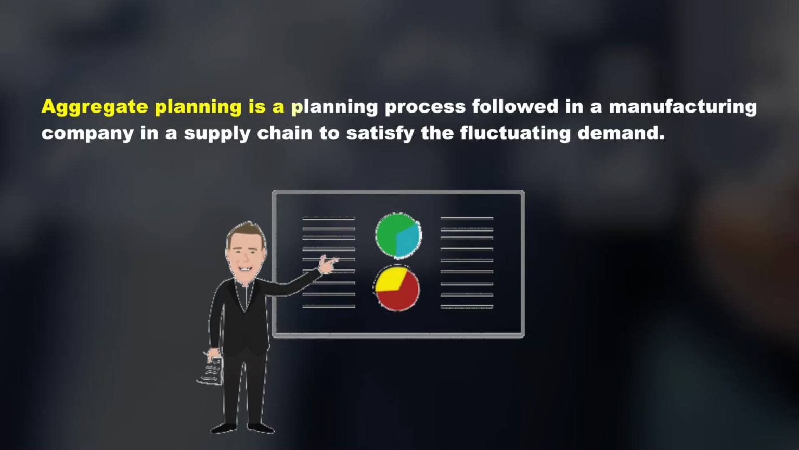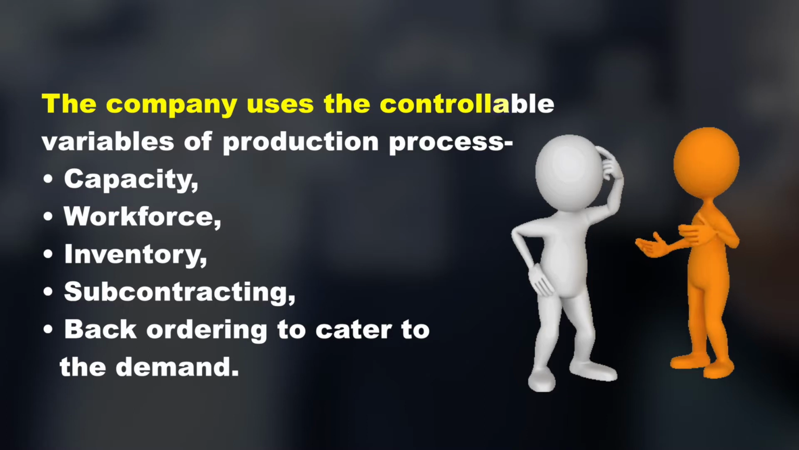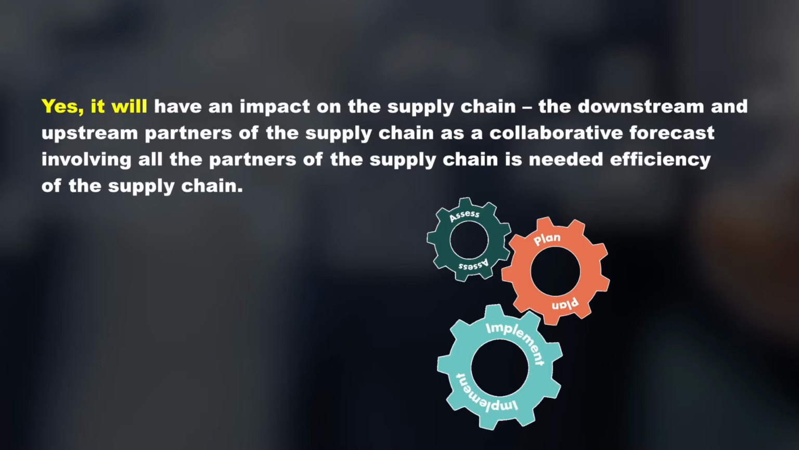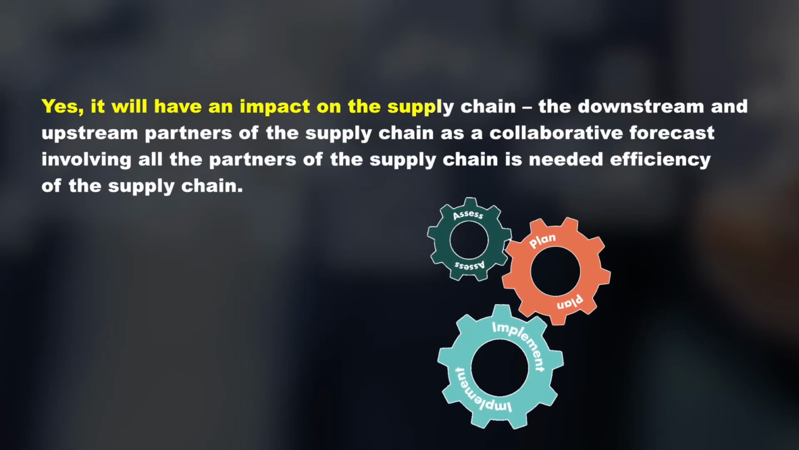Aggregate planning is the planning process followed in a manufacturing company in a supply chain to satisfy the fluctuating demand. The company uses the controllable variables of production process, capacity, workforce, inventory, subcontracting, back ordering to cater to the demand. Since the process of aggregate planning is associated with the manufacturing plant, will this impact the supply chain? Yes, it will have an impact on the supply chain.